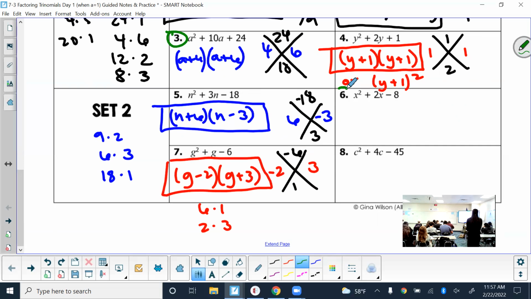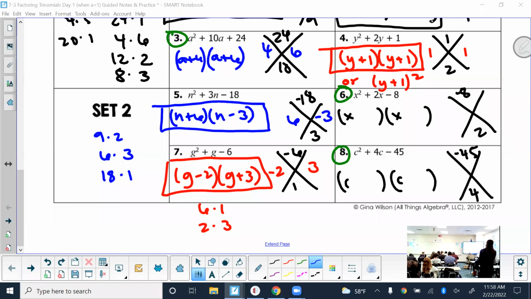All right, you guys try 6 and 8 then. All right, so what numbers multiply to negative 8, but at the same time add to 2? 4 and negative 2 is correct. So it has to be x plus 4 and x minus 2 in your setup over here.